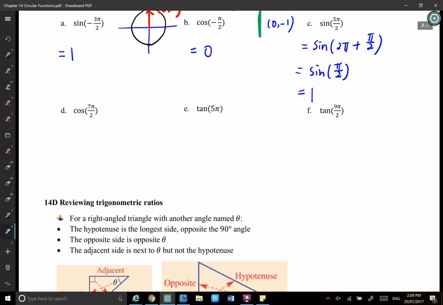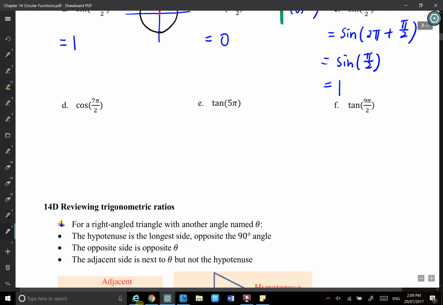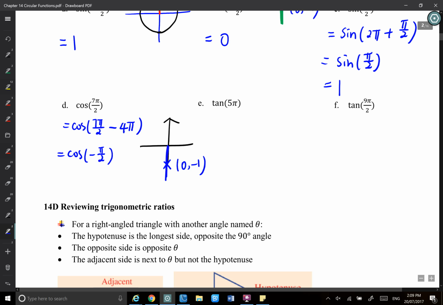Okay, 7 pi over 2. I can subtract 8 pi over 2 from that. So I can subtract 4 pi, which is 8 pi over 2. That equals cosine negative pi over 2. Where is cosine negative pi over 2? Which will be here. The point of intersection is 0, negative 1. And I want the cosine value, so that is a 0.